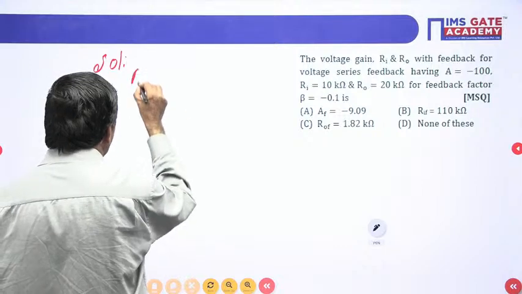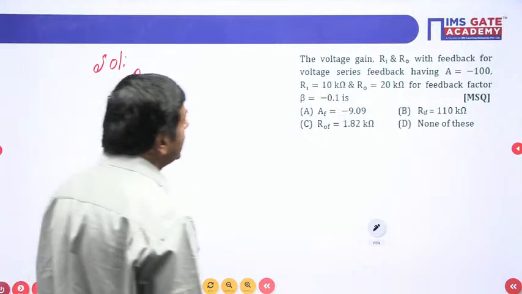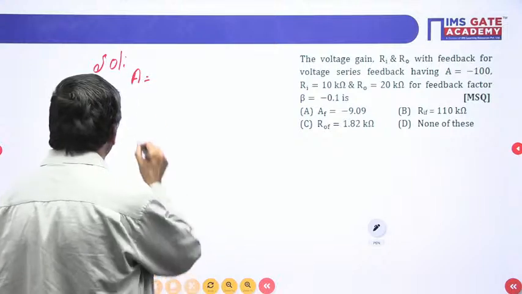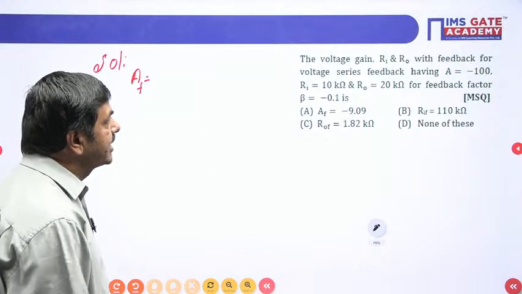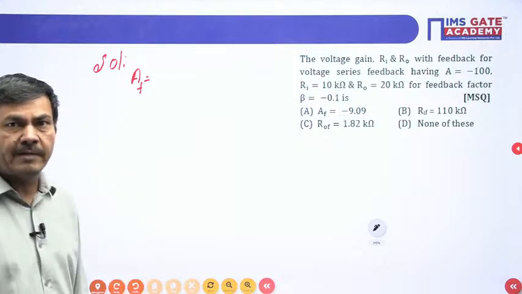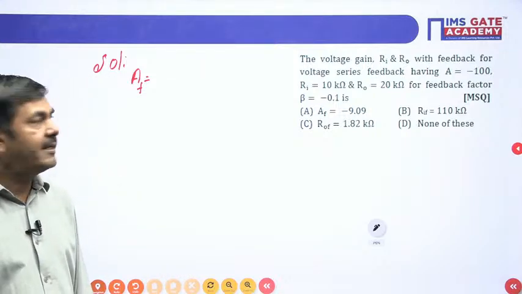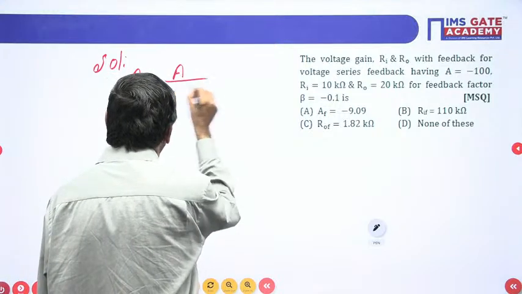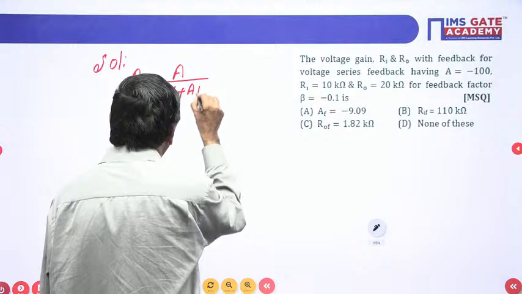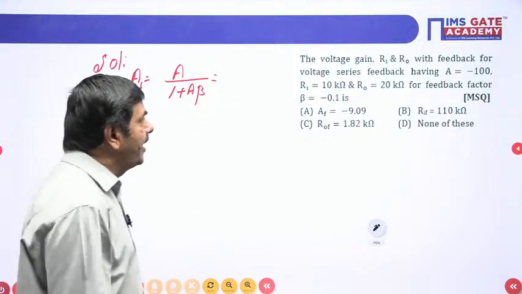Voltage gain is required after feedback only. What way can we find the voltage gain after the feedback? By using the formula A divided by 1 plus A beta, where A is the open loop gain. This is the formula we are going to apply.